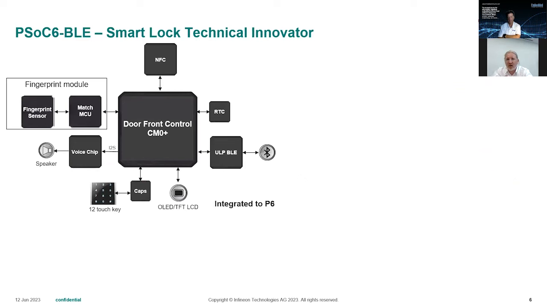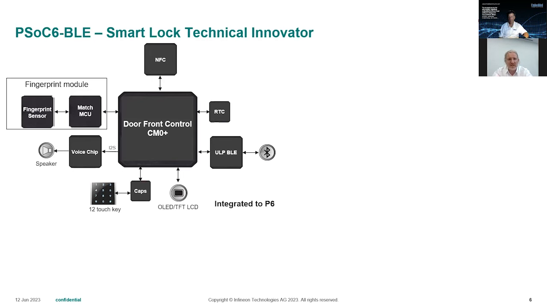And one example of where we've been successful has been with the PSOC 6 BLE device. What I'm showing here is another variation of that smart lock. You can see here it has a fingerprint module. It's talking NFC. It needs some form of MCU to do the actual application. It needs a real-time clock to be aware of time.